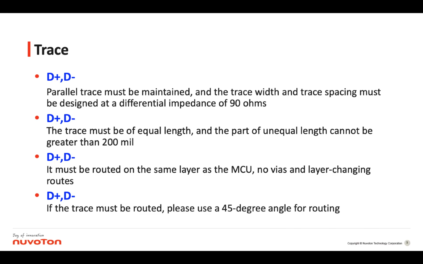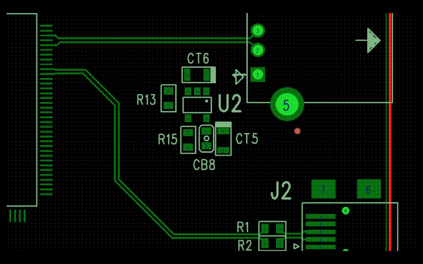In addition, the signals of D plus and D minus have to be placed with M251 in the same layer, and without any bias and internal layer traces. If the traces must be turned, the angle of the turning point has to be 45 degrees. No matter whether the mode of the USB is host or device, they all have to comply with the above regulation.